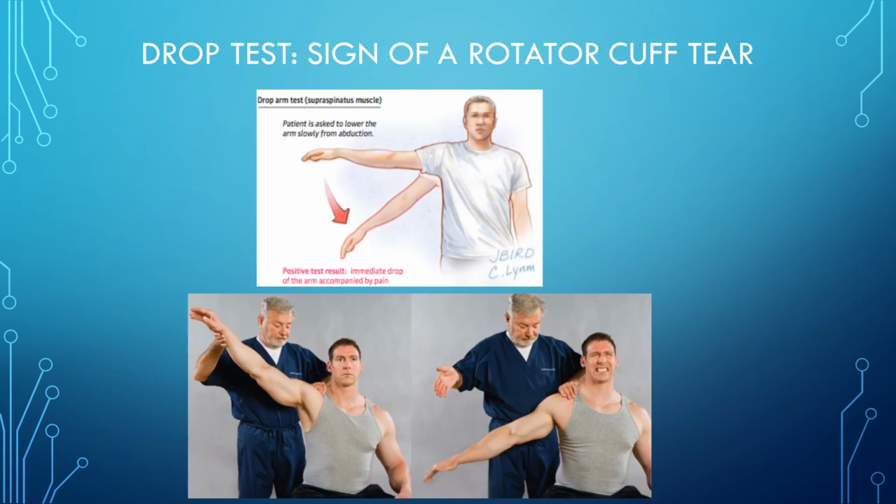Now, once you've got the patient in full abduction, perhaps at 180 degrees, what you can do is ask the patient to lower the arm slowly, not just drop it down quickly, and see whether they experience pain. And that's a positive sign. This is the drop test. So we ask them to just slowly lower the arm.